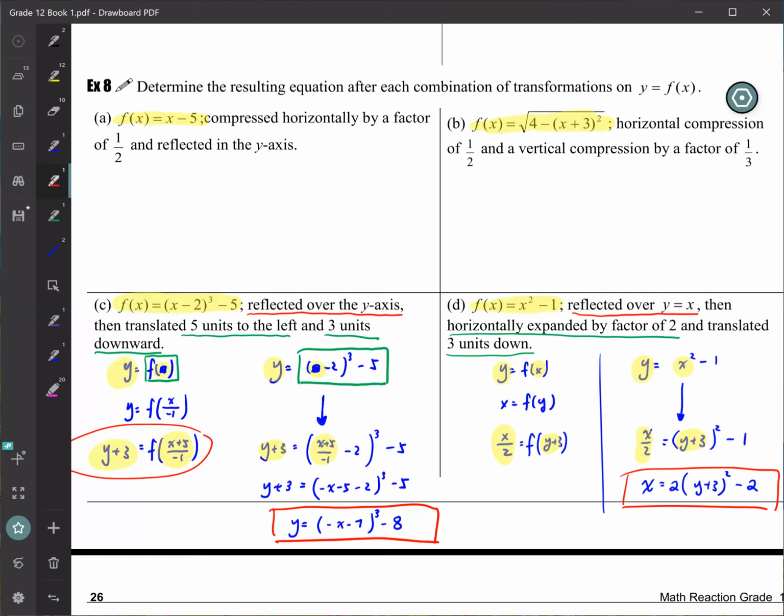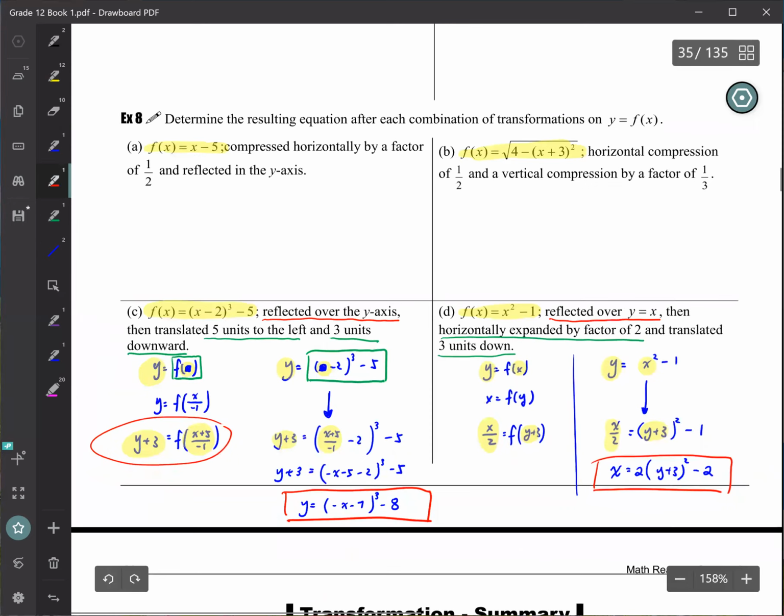Make sense? Yep, makes sense. Okay, so for every question, it doesn't matter what function they give you. You always do y equals f of x to start and then apply the story to it. Then start replacing.